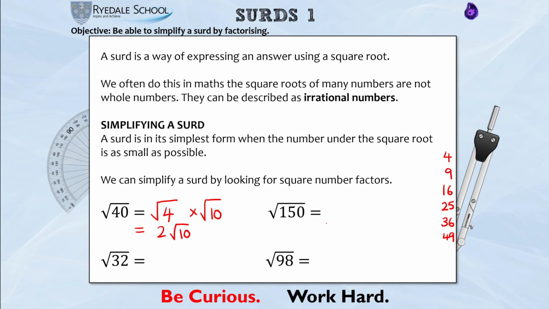Square root of 150. Can you see one of these numbers that is a factor? Always try and find the largest one. A little bit similar to cancelling a fraction. If you don't find the largest common factor, the highest common factor, you might have to simplify it over several steps. Okay, well, I can see 25 goes into 150. So I know that this is the square root of 25 times the square root of, well, how many 25s go into 150? It is 6. The square root of 25 is 5. So I can write this one as 5 root 6.